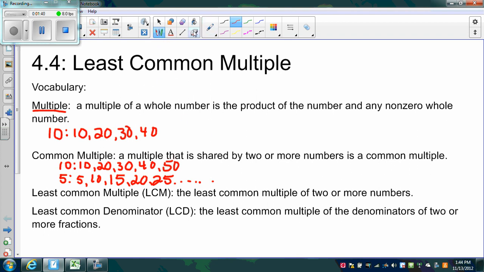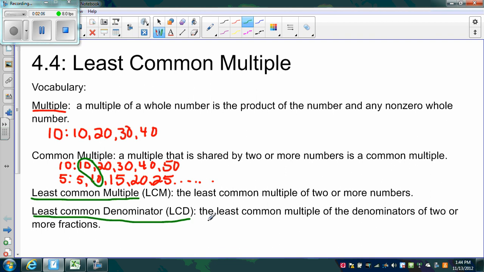But when we talk about the least common multiple, least being the hint, it's the least common multiple of these 2 or more numbers. So in this case, 10 is our least common multiple because it's a multiple of both 10 and 5. And we also have something called the least common denominator, very similar to least common multiple, but it's the least common multiple of 2 denominators.